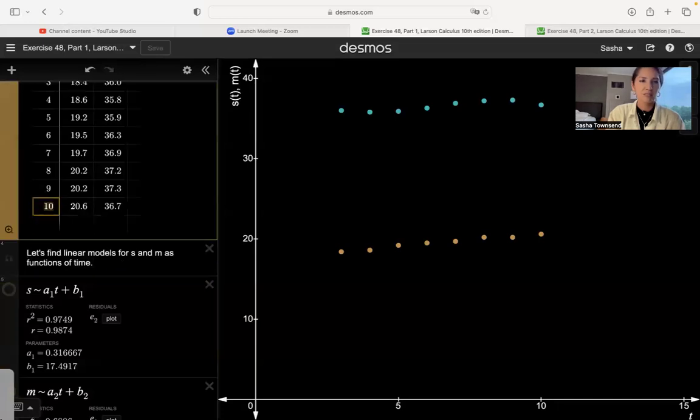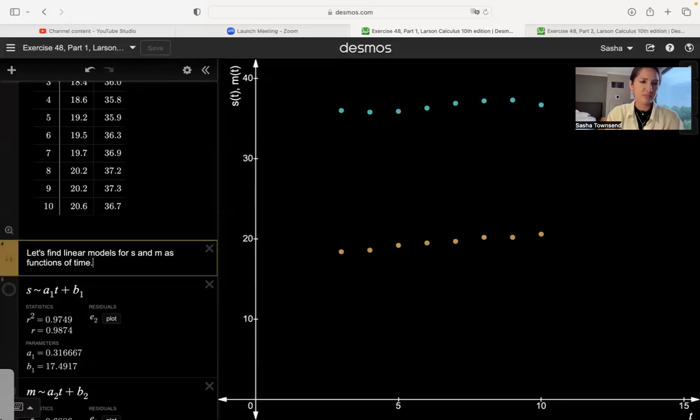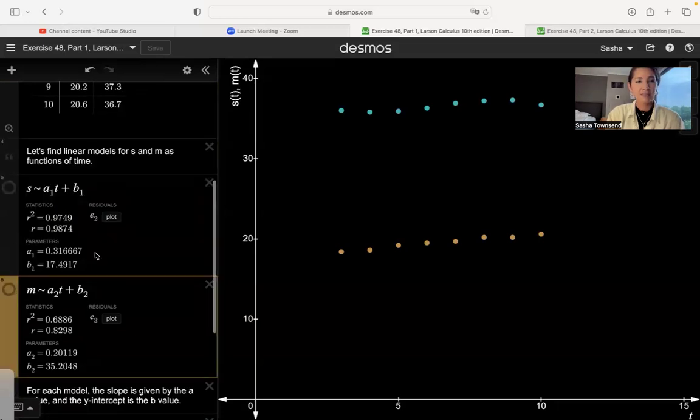We're using the computer to do the linear regression to find the coefficients that relate S, the number of single women in the workforce, to a particular year T. It turns out that if we look for that linear model, our constant a, the slope for the number of working single women in the US in year T, is approximately 0.316167, and b equals 17.49.